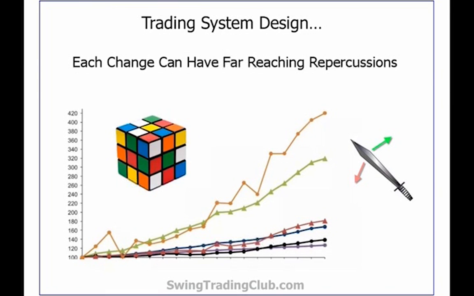One of the things with systems is that, let's say we put together a basic system. Every change or tweak that we make can have far-reaching repercussions. So pretty much everything in trading is a double-edged sword. You change one thing, it can help another, but it screws up something else. And that's one of the issues that we have.